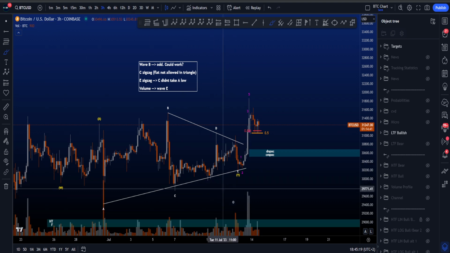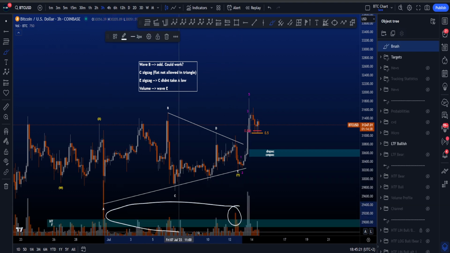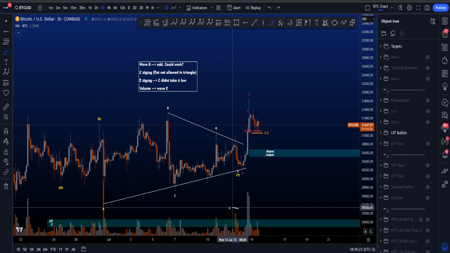Volume wise, wave E has quite a lot of volume compared to the rest of the triangle, not compared to wave A, but to the triangle over here. And you actually want to see volume decreasing, so that's something to pay attention to.